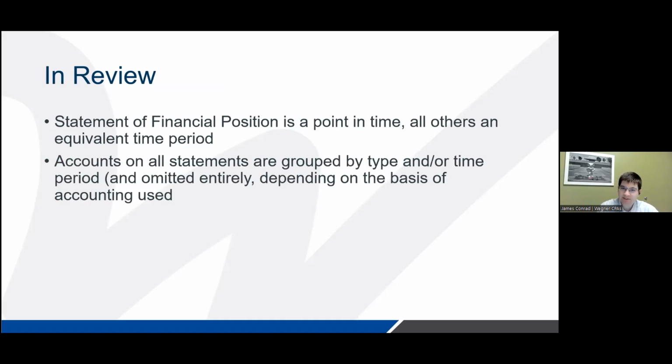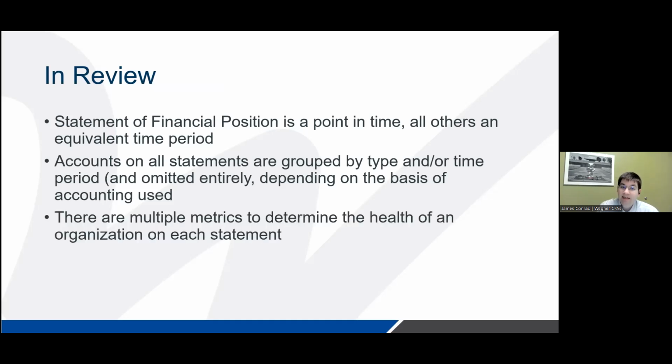The accounts on all of the statements are grouped by type or time period, or omitted entirely, because as I mentioned before, accounts receivable, accounts payable, those may not be on there if you're using the cash basis. And then, as we saw before, there are multiple metrics on each of the financial statements that you can use to get a little more in-depth with the financial information that's being presented.